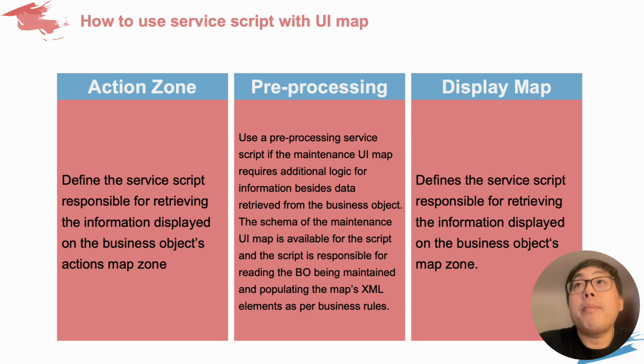The last one is display map. For display map, there is some information not sitting with the business object, but you still want to show it in the display. Here the display UI map service script is useful. They don't store the information with the object, but they just load up the additional reference.